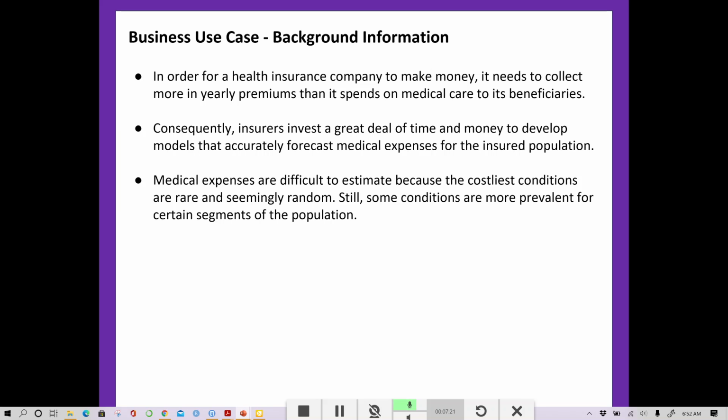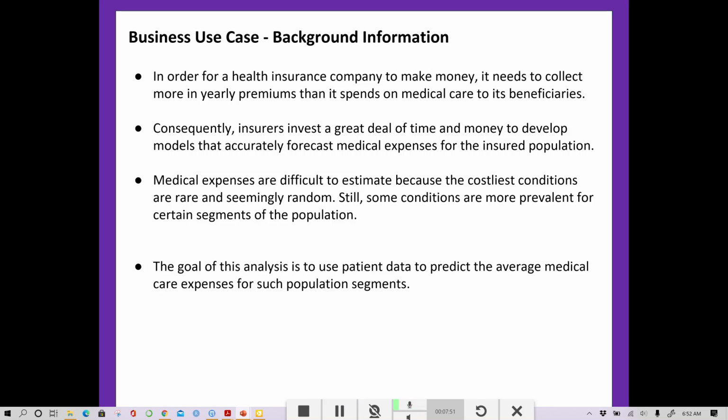So, one thing that has been found in the health insurance industry is that the costliest conditions can be rare and seemingly random. And some conditions can be more prevalent in certain segments of the population. That is, for example, certain age groups tend to have more incidences of some types of diseases than others.